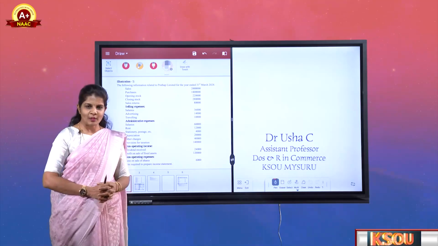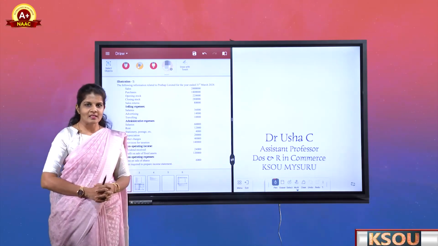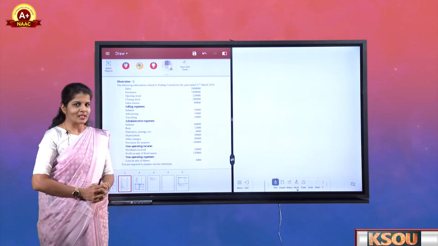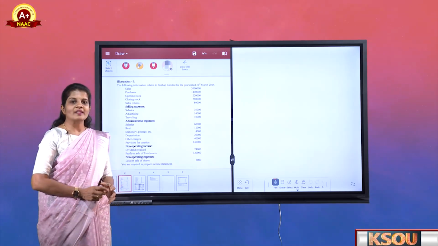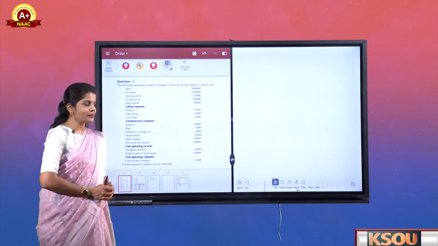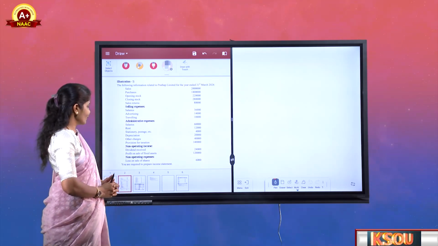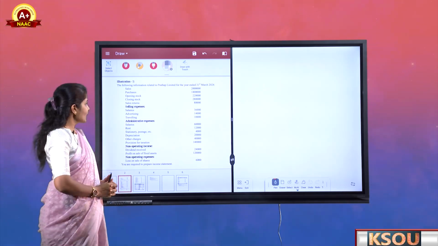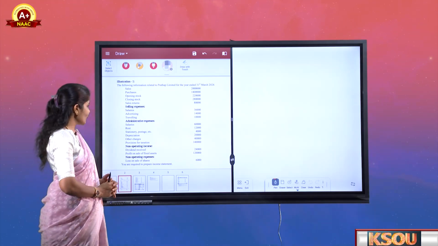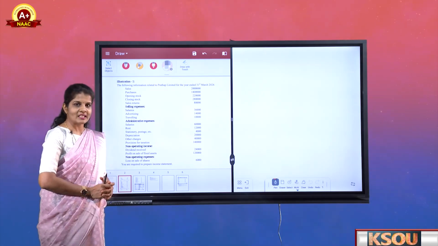Discussed the problem which we have discussed in the previous class, you have worked out and you have understood. Today let us continue with some more problems for preparation of statement of profit and loss. So here I have one problem relating to the preparation of statement of profit and loss. They have given some information for that. By considering all this, we need to prepare the statement of profit and loss.